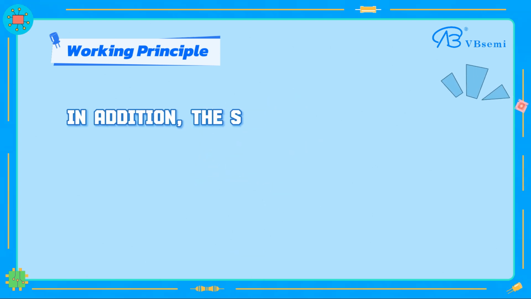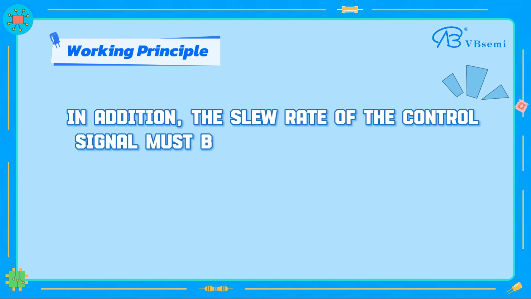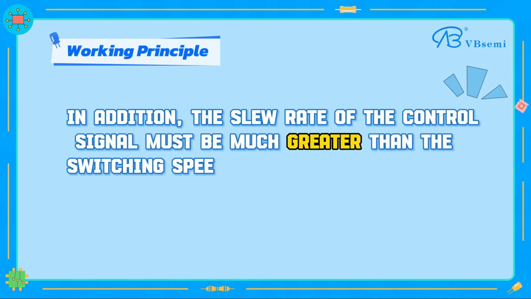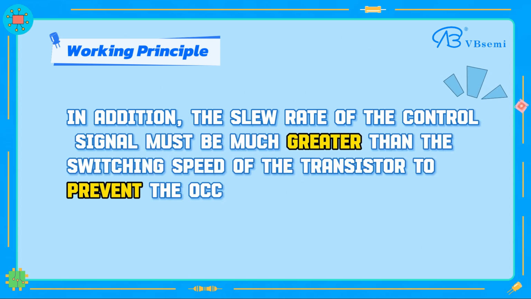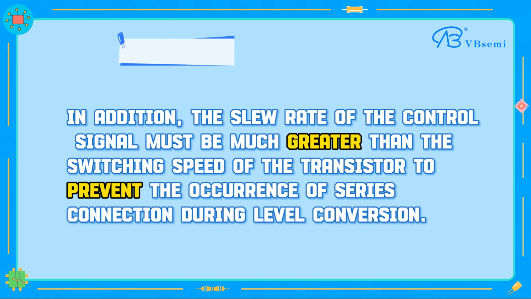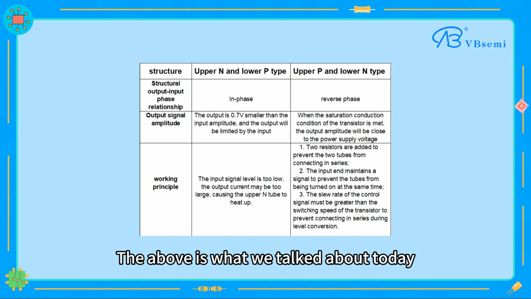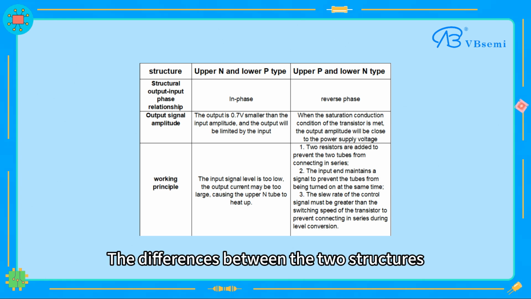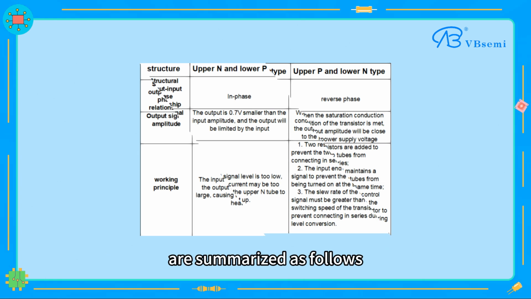In addition, the slew rate of the control signal must be much greater than the switching speed of the transistor to prevent the occurrence of series connection during level conversion. The above is what we talked about today. The differences between the two structures are summarized as follows.